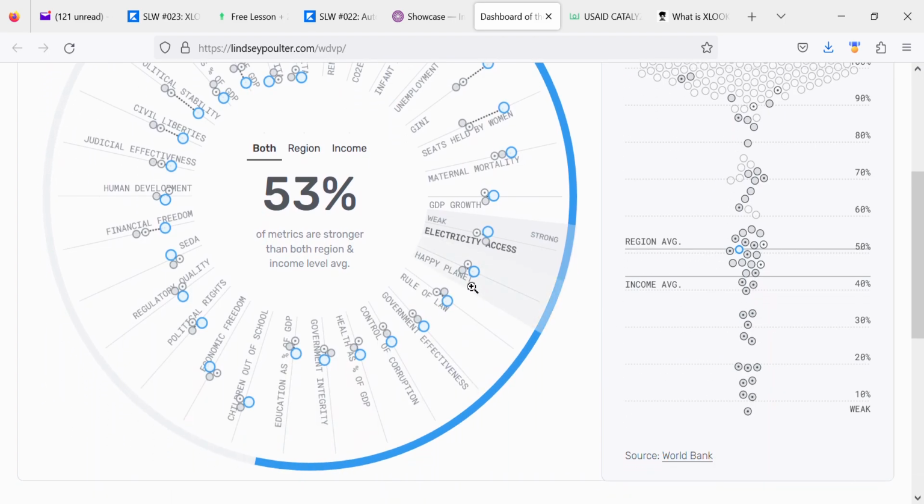And Happy Planet value is 38.8, and the region average is negative 2.9. No, the region Happy Planet, the Sub-Saharan region is negative 2 from Ethiopia.